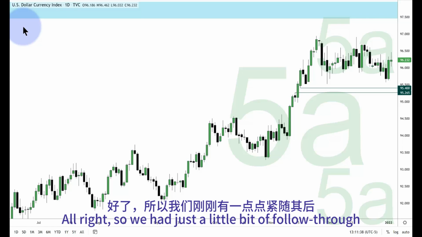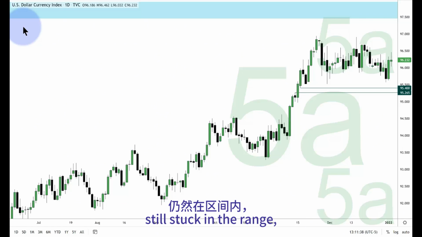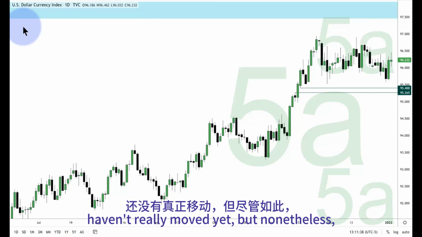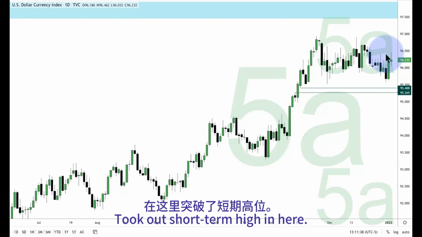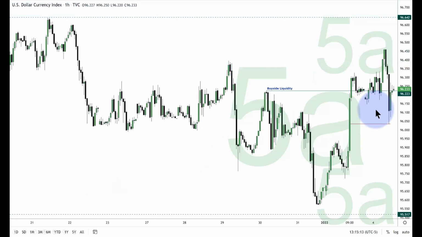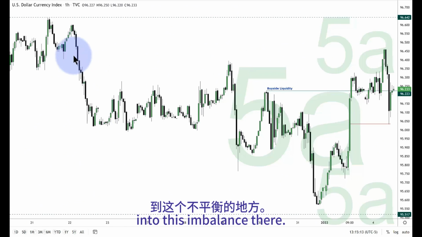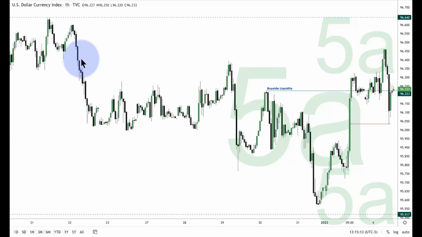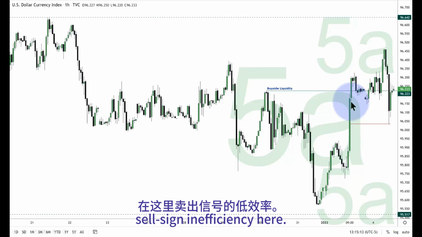All right, so we had just a little bit of follow through on the upside on the dollar index, still stuck in the range. It hasn't really moved yet, but nonetheless, a little bit of movement on today's price action. Took out short-term high in here. All right, buy some liquidity here. Swept deeper for this run in here into this imbalance there. Also notice the buy side imbalance, sell side inefficiency here.